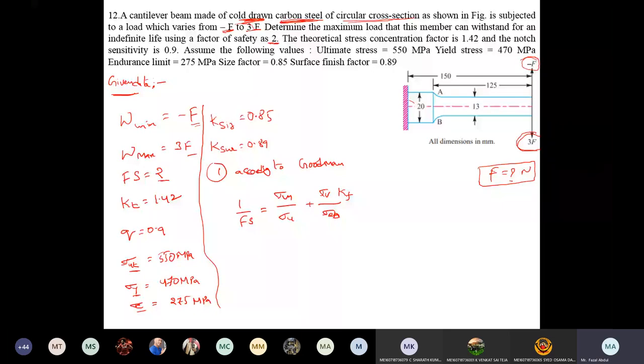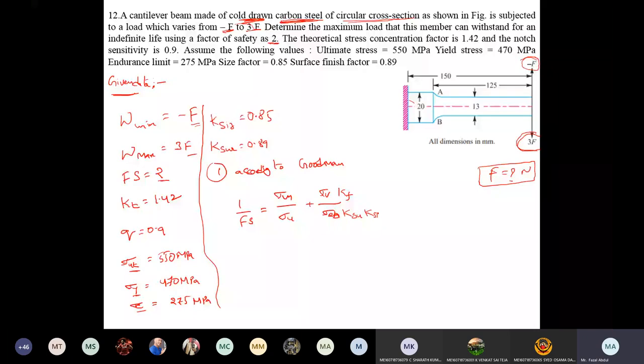Now, what are the things we require to solve the problem? Factor of safety is given as 2. Mean stress we need to calculate. Ultimate value is given in the question. Variable stress we need to calculate. KT value is given, but KF value is not given, so separately we need to calculate the KF value. Sigma E value is given, but sigma EB is not given. Surface factor is given and the size factor is given. These things we need to multiply. Now one by one we are calculating.